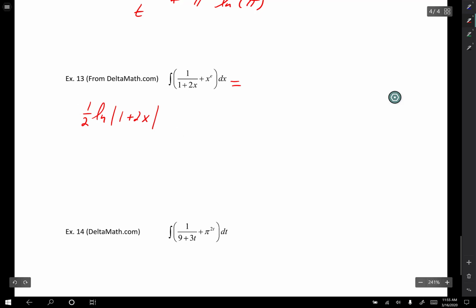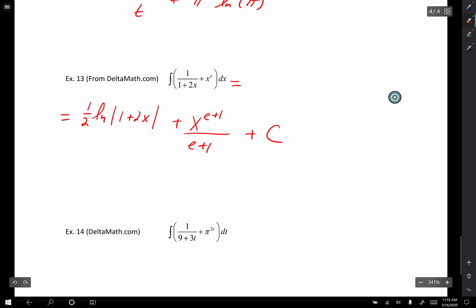Okay, I heard some yeses. And then plus, Chavez, what do I do? Relax, e is a constant. So this, you can add 1 and divide by that number. X to the e plus 1, because e is a constant, divided by e plus 1, and then plus c.